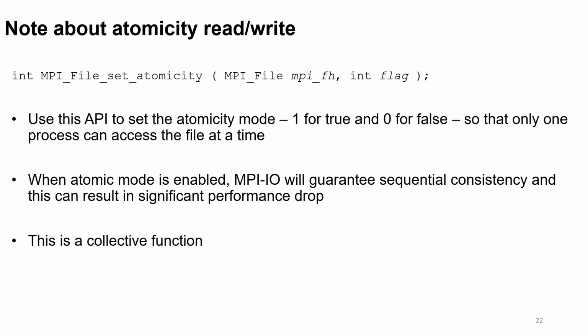There could be occasions when you want only one process to have access to a file at a time. And in such situations, you can use the MPI file set atomicity call. When you are enabling the atomicity mode, then MPI IO will guarantee sequential consistency. And note that this can result in a significant drop in performance. And also note that this is a collective function call.